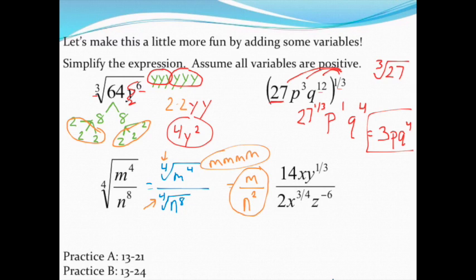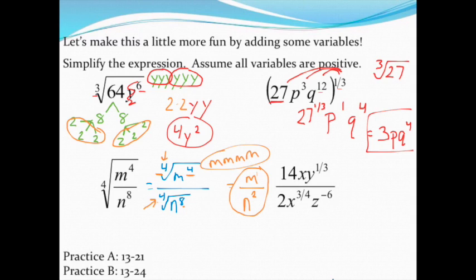We talked about a shortcut. Some of you may have noticed if you divided your exponent by your root, 4 divided by 4 gets you 1. 8 divided by 4 gets you 2. That shortcut will absolutely work, so feel free to use that if you'd like to. If it doesn't divide evenly, though, you're in trouble.